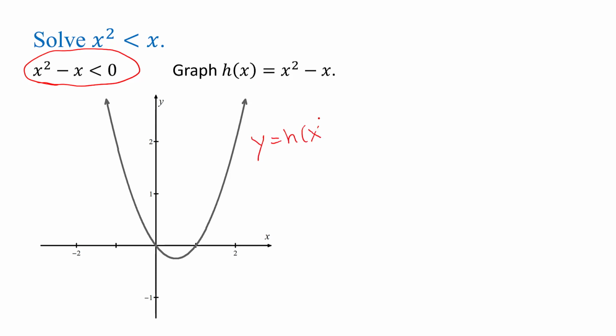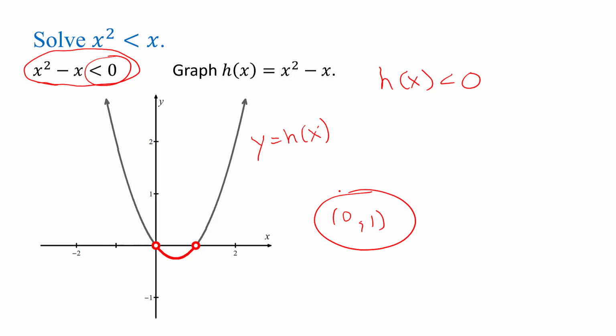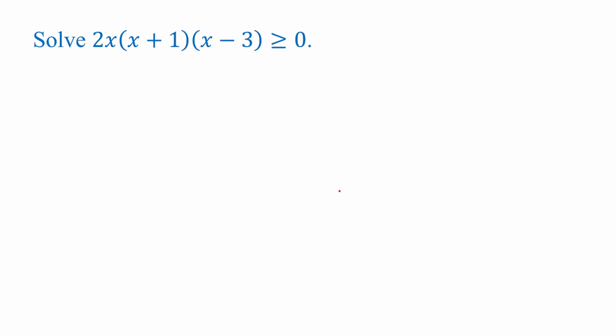Well, what am I trying to find? I'm trying to find where h of x is less than 0. That means where y is less than 0. If you think of it that way, it's where my graph is strictly below the x-axis, as you can see right here, and that occurs from 0 to 1. Notice that we have the exact same solution we had by the other method we used for solving x squared is less than x. Let's look then at solving a polynomial inequality.